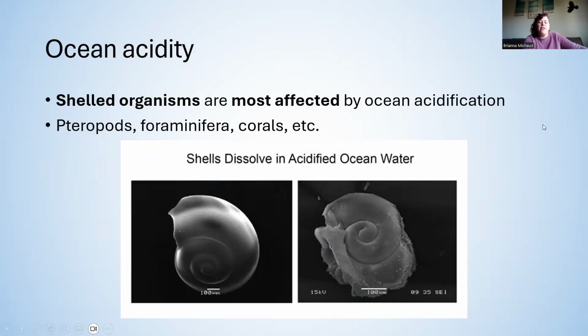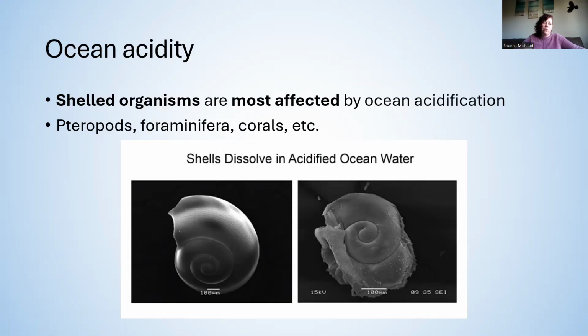This is particularly a problem for any organisms that make shells, because shells are built out of calcium carbonate, which will basically kind of dissolve in water that is even slightly more acidic. So we have things like pteropods, which are these little kind of planktonic snails that are an important food source for a lot of different animals, foraminifera, also corals, right? Corals build a calcium carbonate skeleton. So for any of these guys, it becomes much harder for them to build their shells.